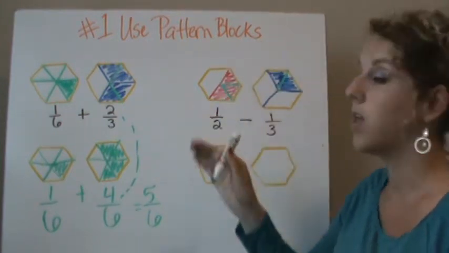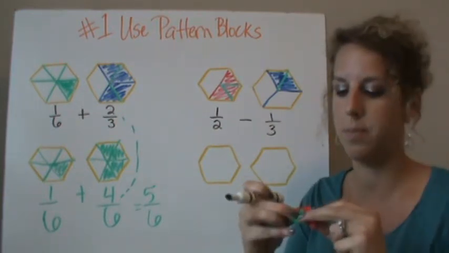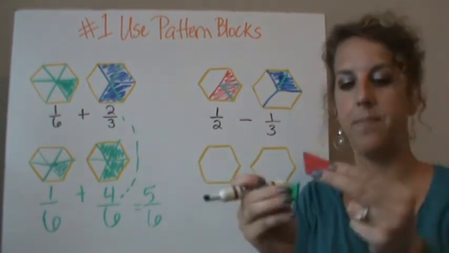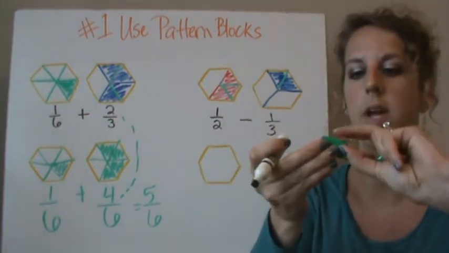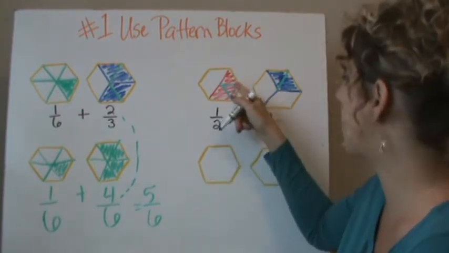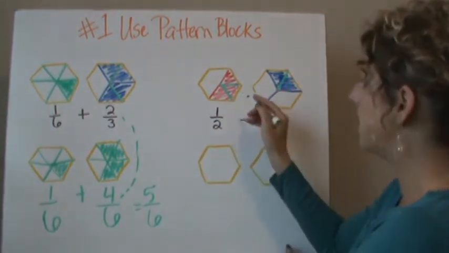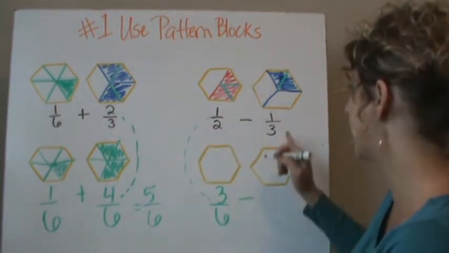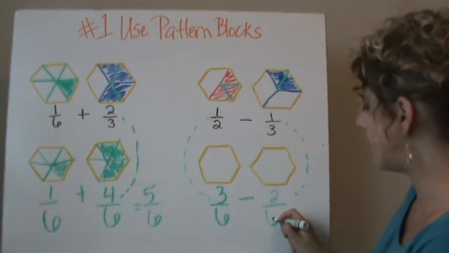Oh, okay, 3/6 is equal to 1/2. So you want to try it out on your pattern blocks. 3/6 is equal to 1/2, so you've got 1, 2, and then 3, and you'll see that it fits perfectly. And this 1/3 can turn into 2/6. So let's change the 1/2 into 3/6 minus, and let's change that 1/3 into 2/6. Now they have the same denominator.